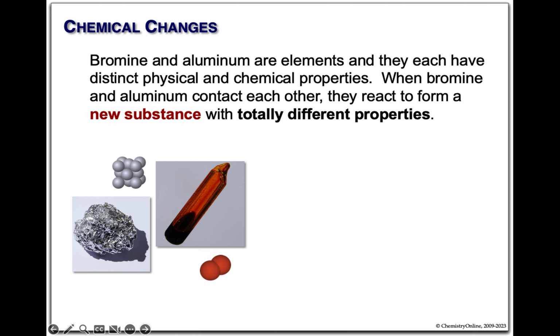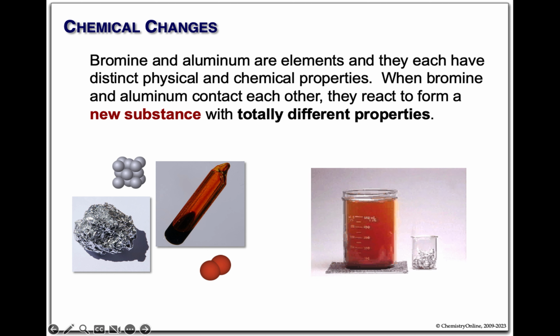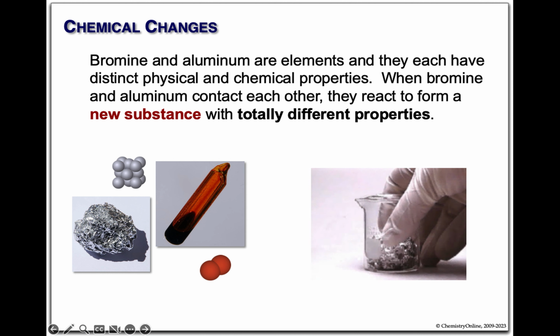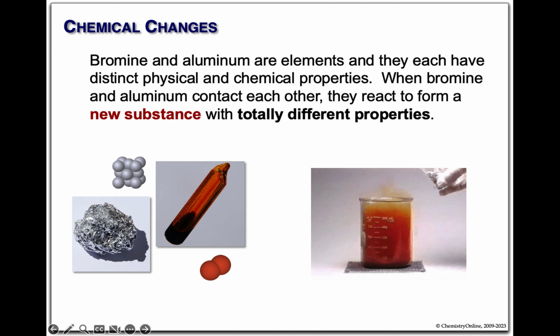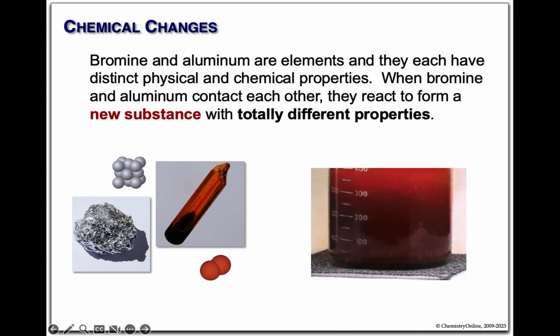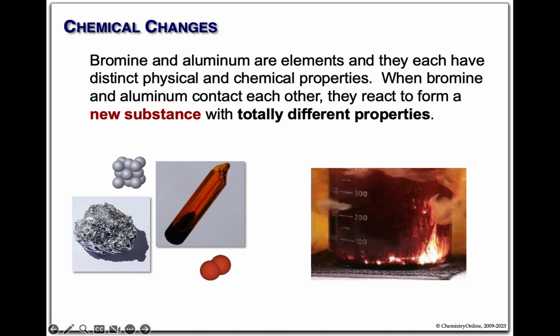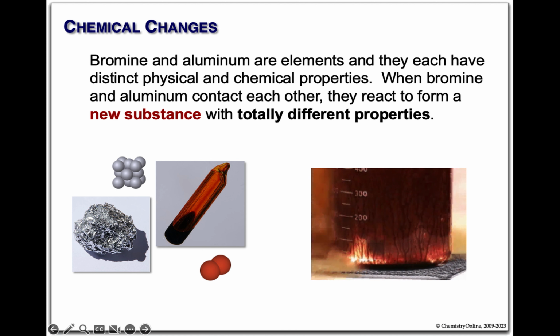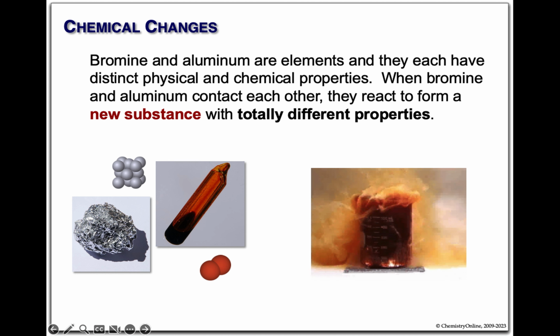Here's our setup. We have a little beaker with some bromine in the bottom. Here we have aluminum foil. We will take and add the foil to the bromine. Now I don't recommend doing this on the lab bench because remember this is toxic vapor. It sits down there for a second and then you see fire and you see huge plumes of toxic gas being released.